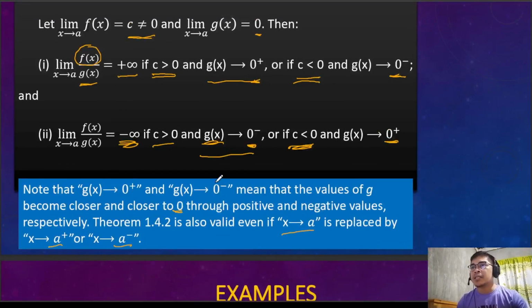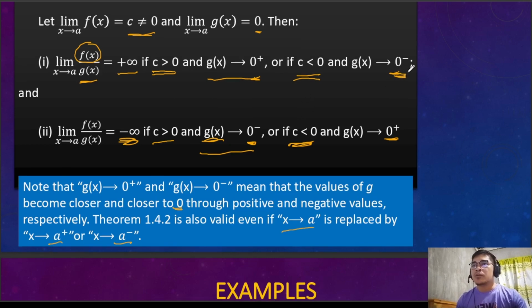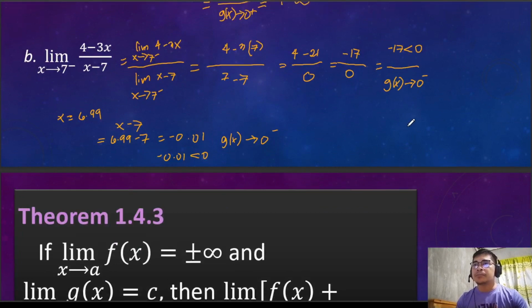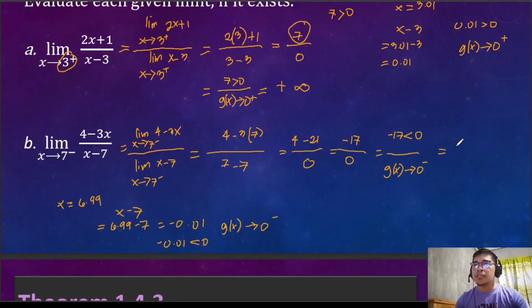So, asa man diri a. So, our c is less than 0, right? And then our g of x approaches 0 from the left. So here, c is less than 0 and g of x approaches 0 from the left. So the answer is what? The limit is positive infinity.